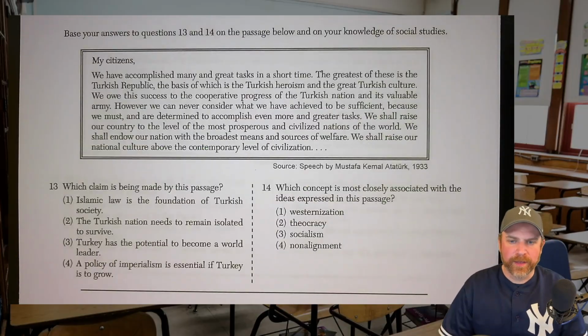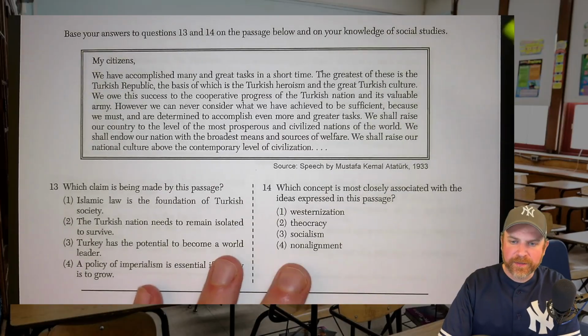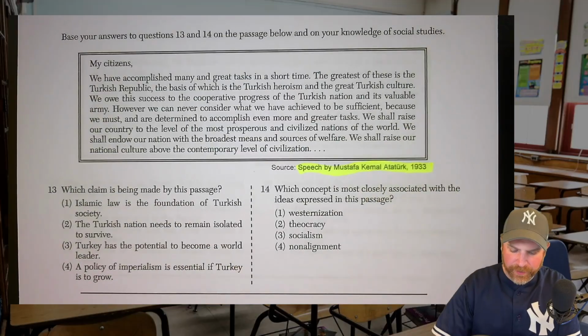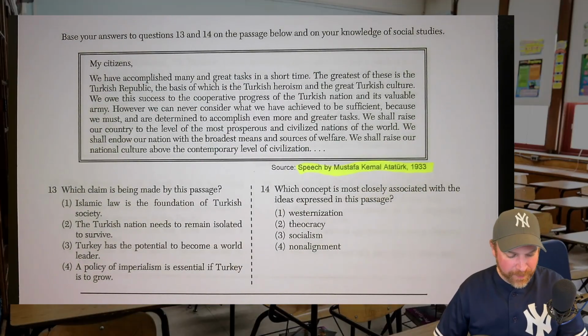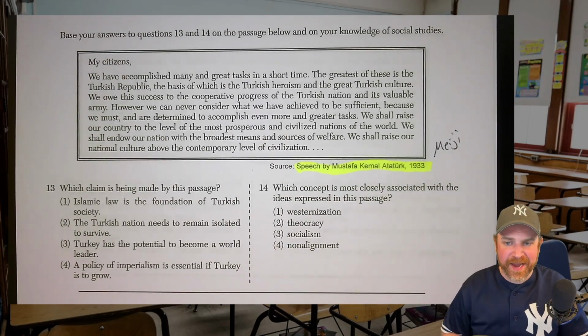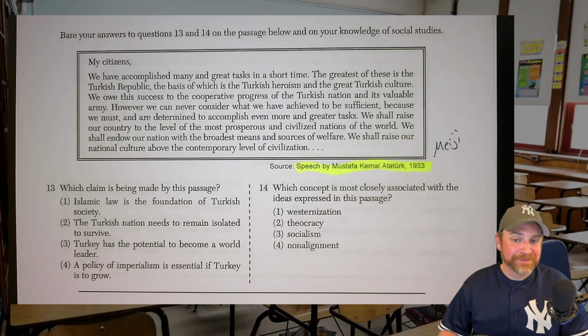Let's keep going. Okay, so questions 13 and 14 correspond with a source from Mustafa Kemal Ataturk in 1933. Ataturk is a nationalist leader of Turkey, and you can equate him in your mind to Meiji. He's like the Meiji of Turkey. Wants to modernize his society, make it strong, make it powerful, because if you think about the time period in which he was in power, Turkey had just emerged from basically having the Ottoman Empire collapse all around it. And the new Turkish state was basically what was left over after the Ottomans had collapsed.